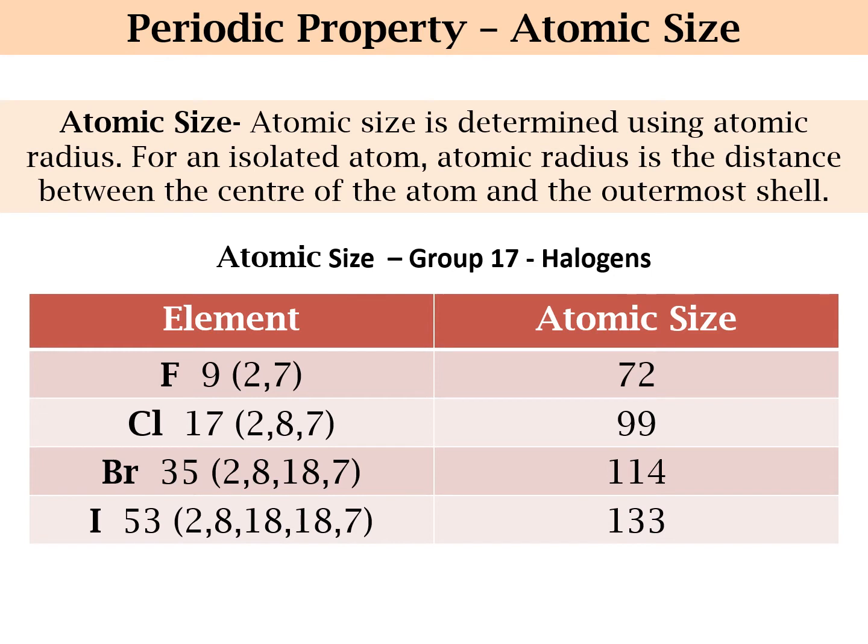So what trend do we find in a group? That is, as we move from top to bottom in a group, as a new shell is added, the distance between the outermost electron and the nucleus goes on increasing, and so does the size of the atom. So we have studied 2 trends, that is valency, and the second one is atomic size. The last one is metallic and non-metallic properties.